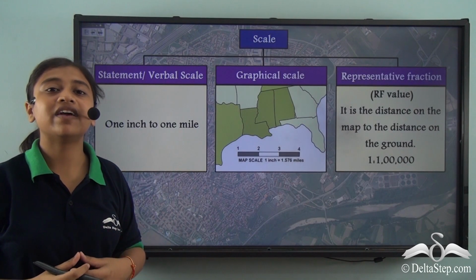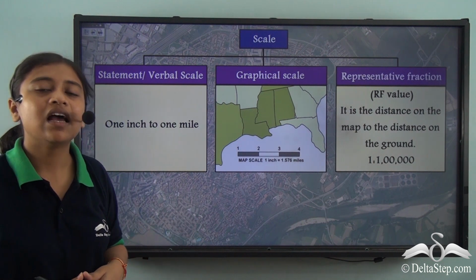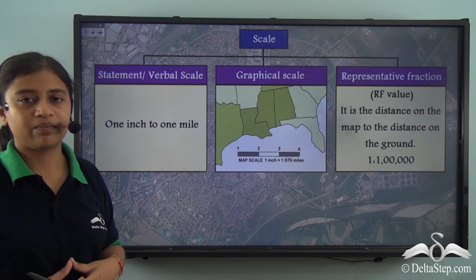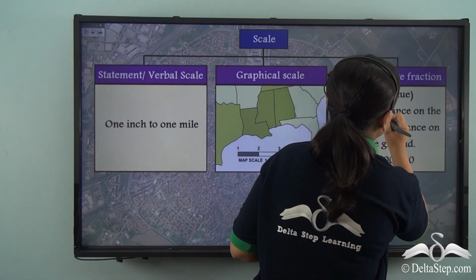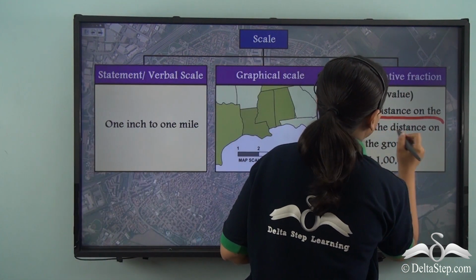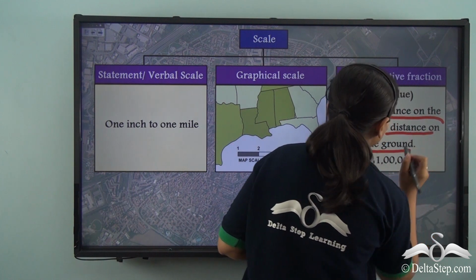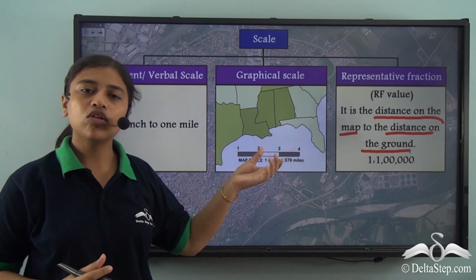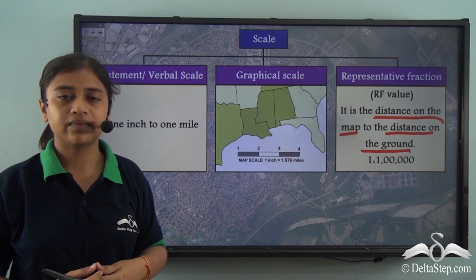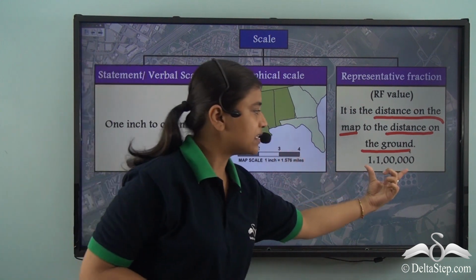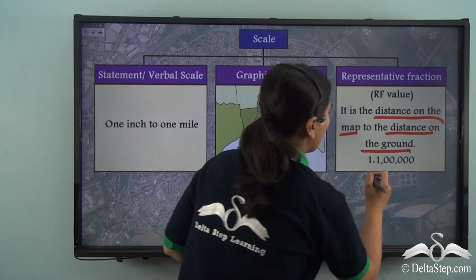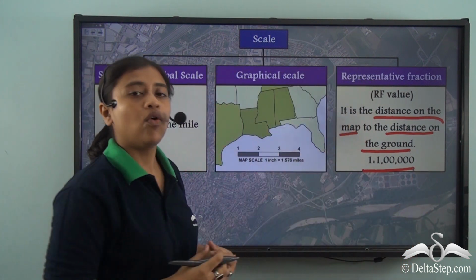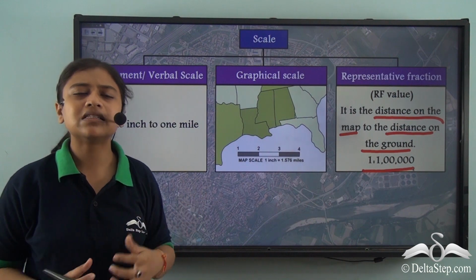Finally, we come to the most commonly used and a very important scale, the representative fraction. The representative fraction is the distance on the map to the distance on the actual ground. It is also known as the RF value. It is usually represented as a ratio. Here we have an example of 1:1 lakh. What does this mean?